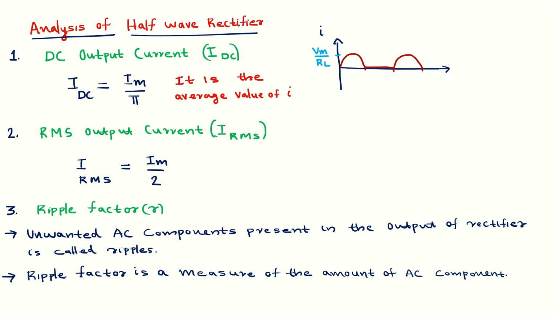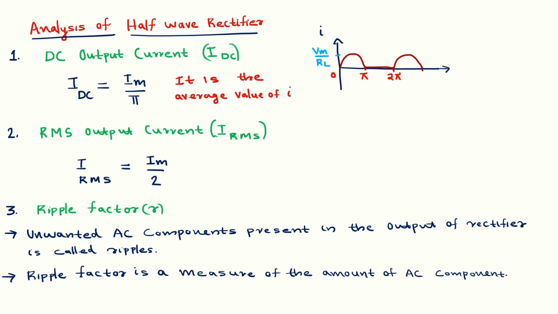Here, when the time period is from 0 to pi, the diode is in forward bias. That means the diode starts conducting, current is flowing. Then when the time period is from pi to 2 pi, the diode is in reverse bias. That means the diode is not conducting, so there is no current flowing through the diode.